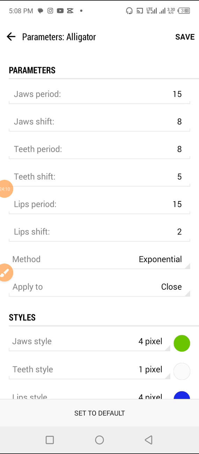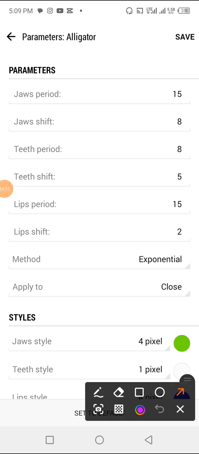Check the settings all the way down. The lips period, which is this one here, is also 15, right? Then the shift can be 2. Make sure it's exponential.